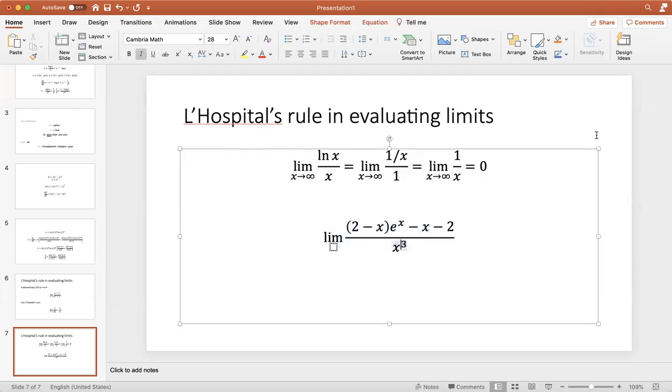as x approaches 0. So normally, when you look at this expression, you'll see that both the numerator and the denominator will be approaching 0. So it's an indeterminate form.